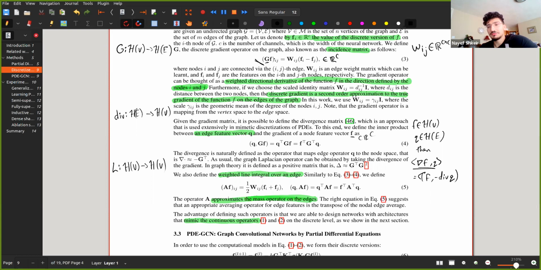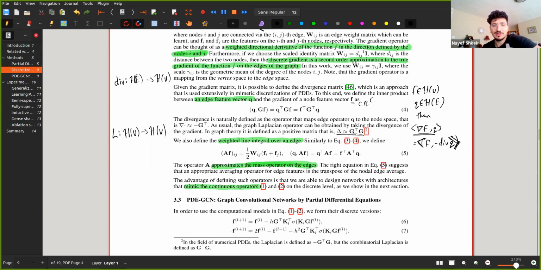It's pretty much here. So let's see, angle brackets. So it's the gradient of F and Q, where Q is just an edge feature vector now. F is a node feature vector. And I guess this is a discrete Stokes theorem if you write it out and define your Riemann manifold and so on. And so then you have your typical discrete Laplacian there. And they define some weighted line integral over an edge as well, but they use that just once in the paper.